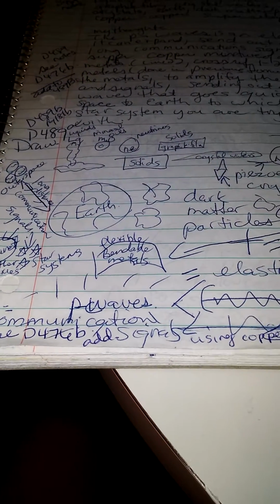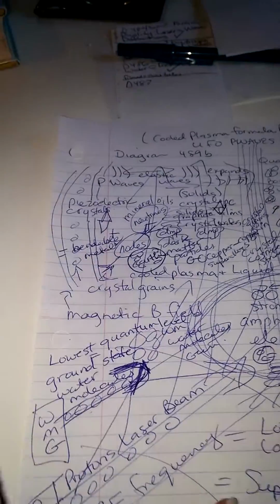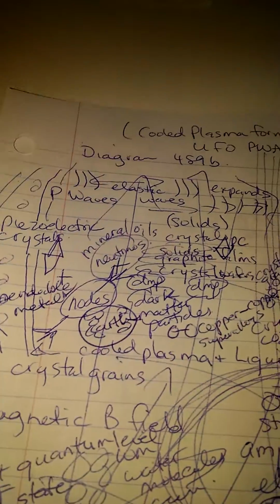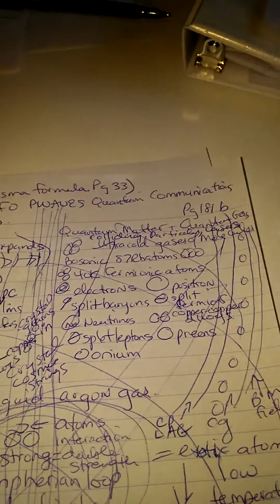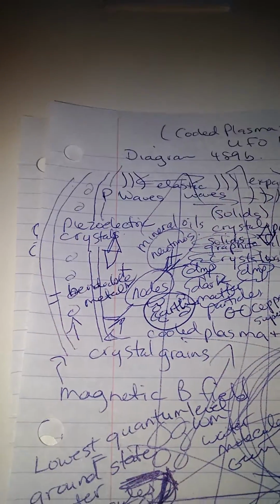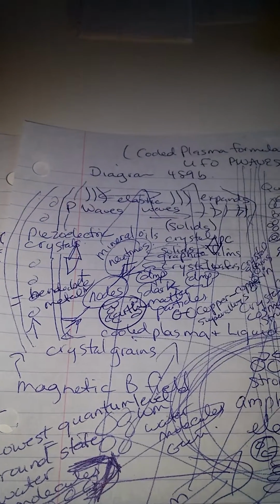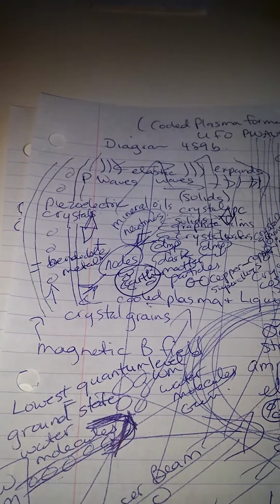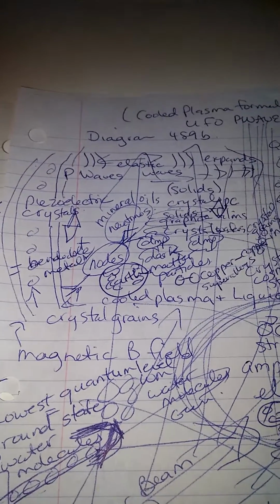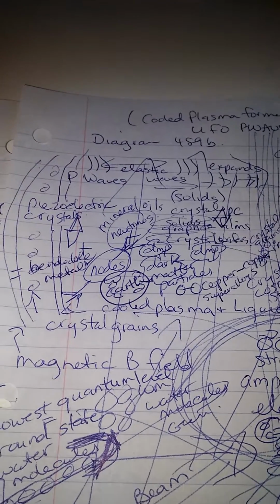And then it says diagram 476. So I added the two together. And this is what you get when you put two diagrams together. This is the UFO P-Waves Quantum Communications. So there'll be instructions on my blog, Alien Space Science News on WordPress, which will tell you what you're going to do with all this stuff.